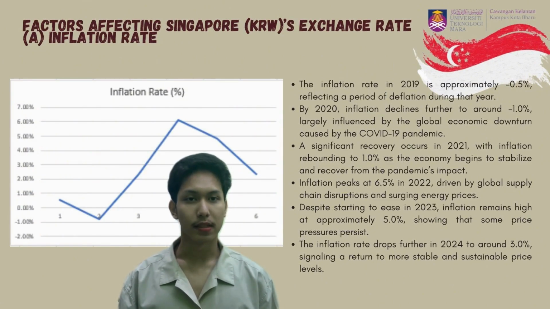As businesses reopened and production resumed, supply shortage led to gradual price increases. However, in 2022, inflation surged to 6.5%, reaching its highest level in this period. This was driven by global supply chain disruptions, surging energy prices, and labor shortages.